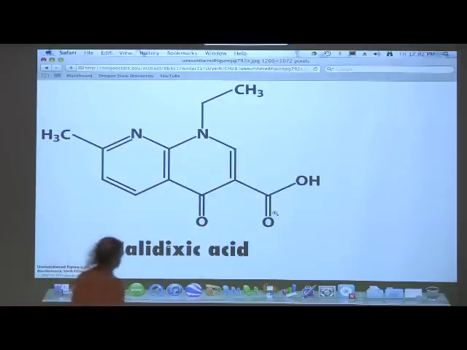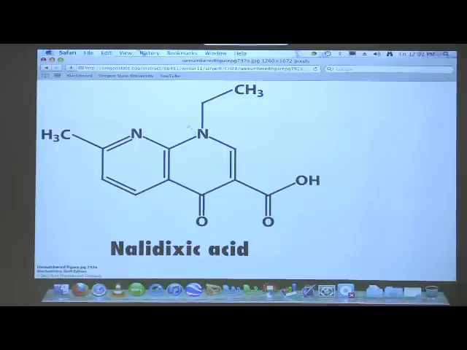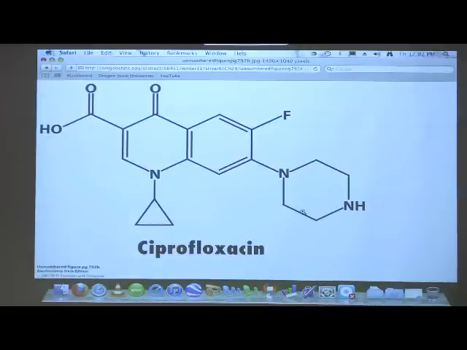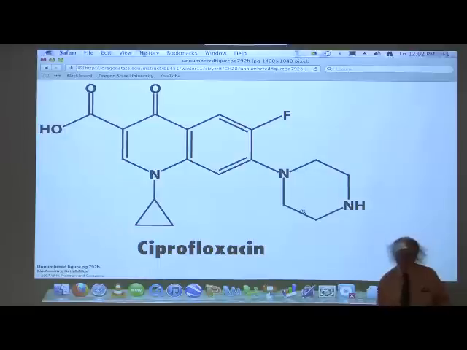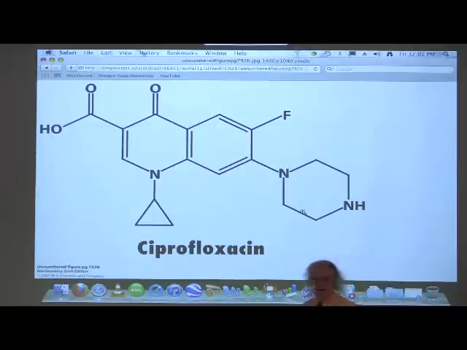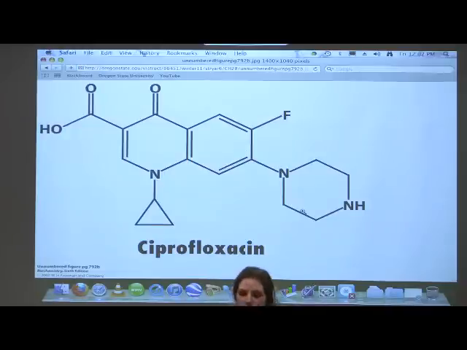One of these is nalidixic acid. Again, you don't need to know the structure, but it is a molecule that inhibits topoisomerase II in E. coli, also known as DNA gyrase. Another inhibitor of topoisomerase II is ciprofloxacin. You hear it described as the antibiotic Cipro, and that is in fact how it works and does its thing.